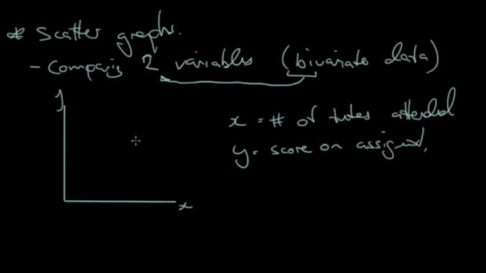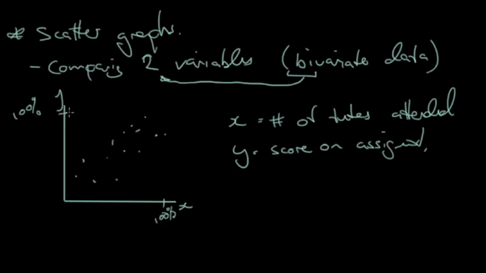So we could have some scatter, something like this, right? And these all represent people. This person came to a heap of tutes and did really well on their assignment. This person came to quite a few tutes, about half the tutes, if this is 100% of tutes. This is 100%, in which case we'll have to rub out these people because you can't get greater than 100%.